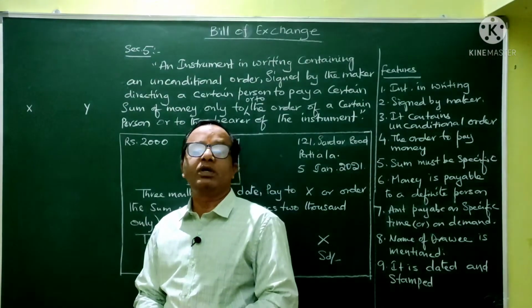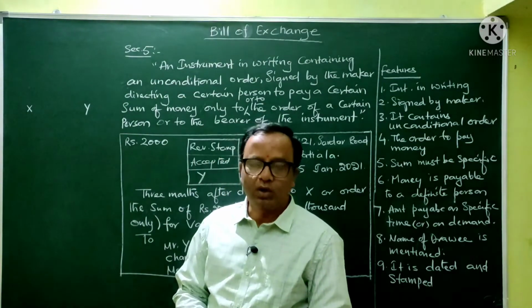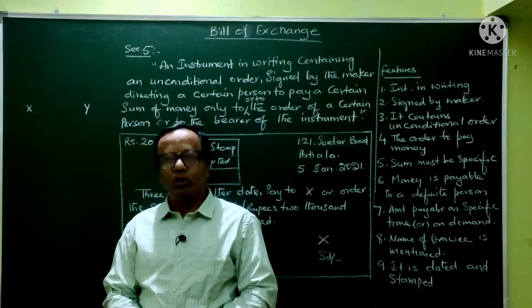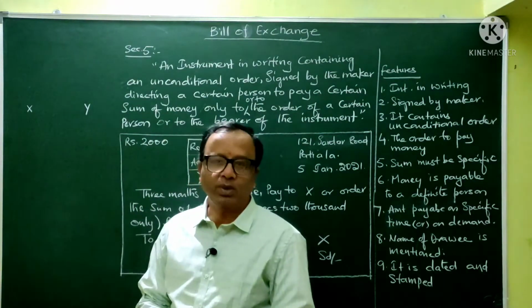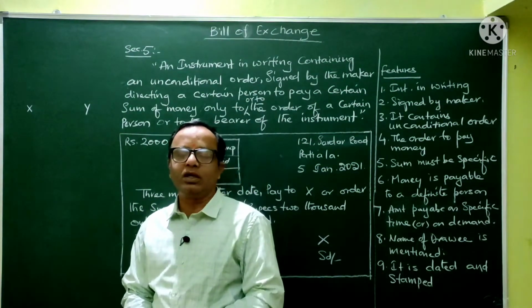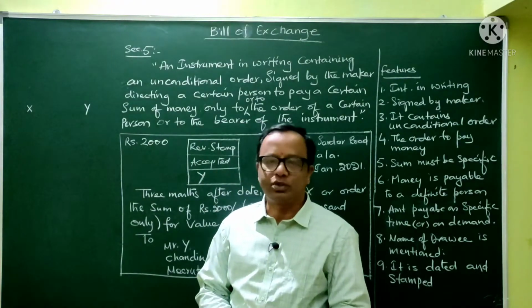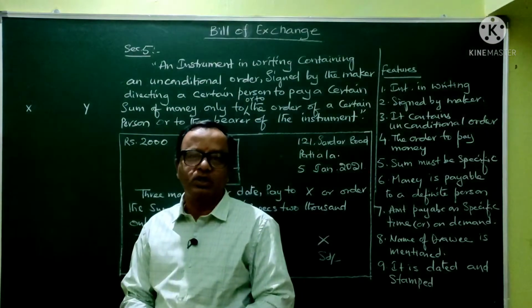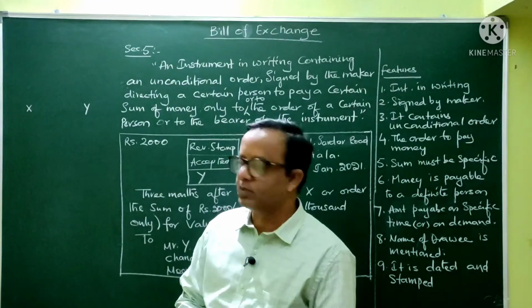This type of credit transaction can be settled by writing one particular document or written statement, which we literally call a bill of exchange or a promissory note. So, basically we should be able to understand what a bill of exchange or a promissory note is.